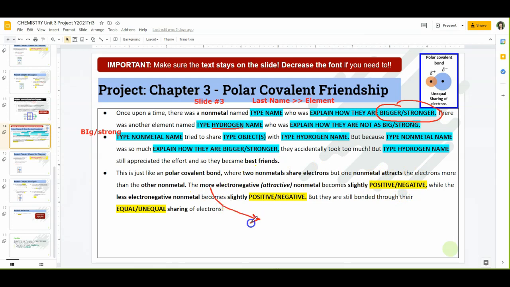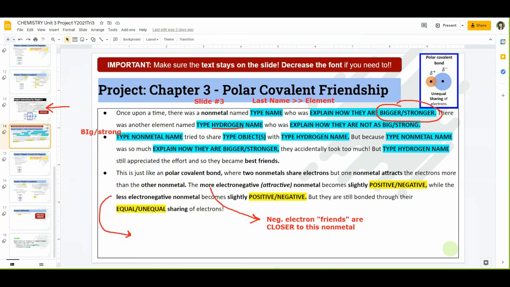Again, I actually already gave you the answer when we were talking about this on slide 13. So if you need to review that, go back to slide number 13. But again, more electronegative means that the negative electron friends are closer to this nonmetal. And so if you have negative friends that are closer to you, think about if you become slightly positive or slightly negative. While the less electronegative nonmetal, in this case, will become slightly positive or slightly negative.